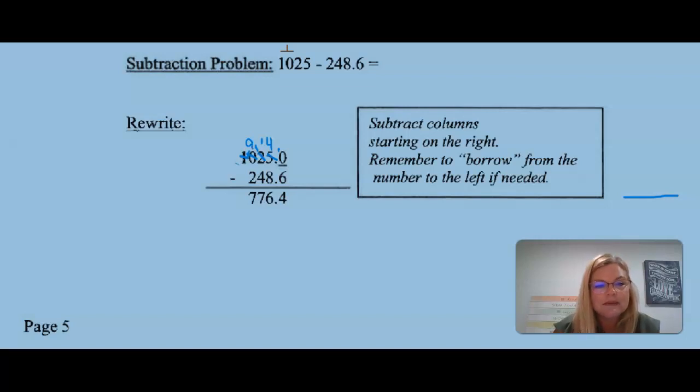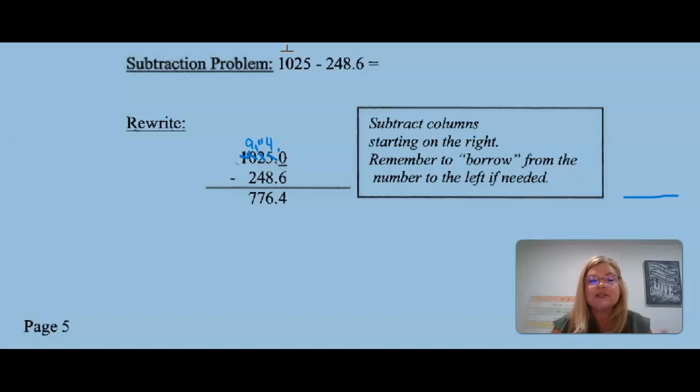Oh, my tablet didn't do that. And now we have a 1 from the 12, so we have 11 minus 4, which equals 7 here. And then 9 minus 2, which equals 7. And we borrowed from this column, so there isn't anything there to carry down. So we get 776.4.